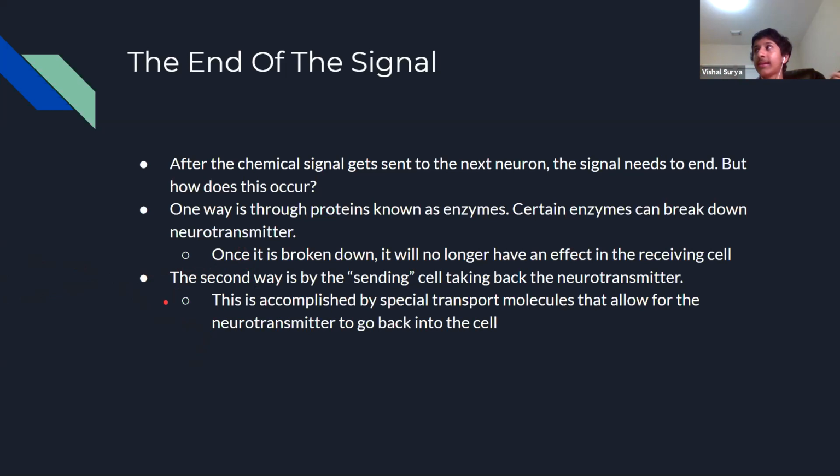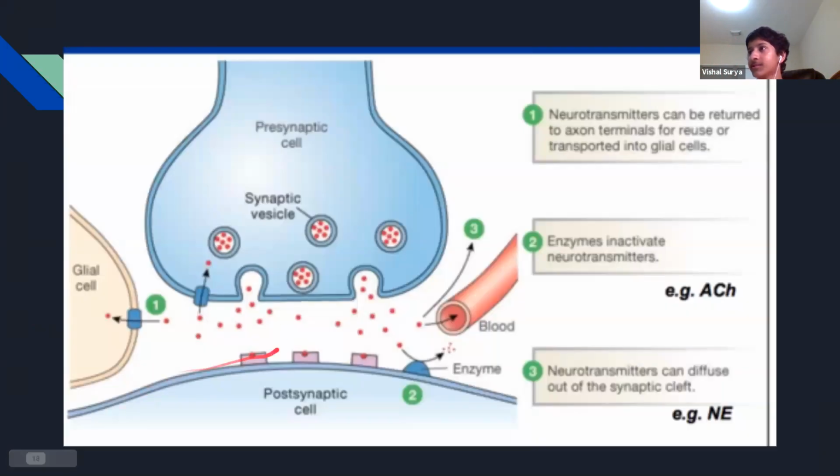The second way is reuptake, where the neurotransmitter gets taken back up by the actual cell. This is accomplished by special transport molecules that allow the neurotransmitter to go back into the cell. You don't have to know everything here, but you see the enzymes inactivate the neurotransmitter. You have an active neurotransmitter right here, and after it goes to an enzyme, it becomes a broken down version of itself. Another way we didn't really talk about is that it just leaves the entire synapse area, which is one mechanism that works.